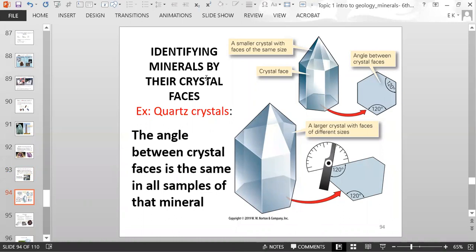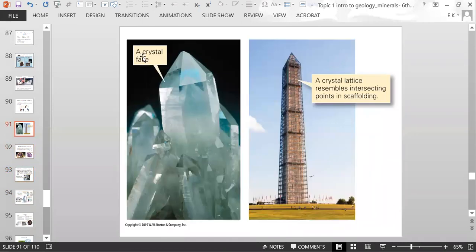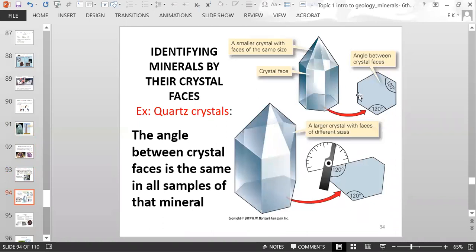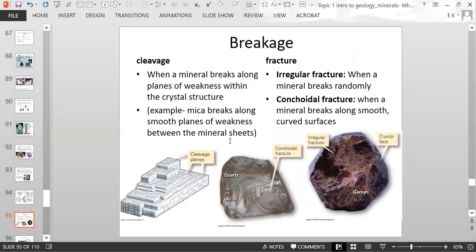Now you can look at the crystal faces and that actually helps you identify crystals. So for example, quartz crystals have this like pyramid, not really pyramid, kind of looks like a pyramid. Here, I'll go back, right? It kind of looks like this. That's typical of a crystal of quartz. And then you can actually look at the angle between the crystal faces and it's going to be the same angle all around, for example. Then we have breakage.